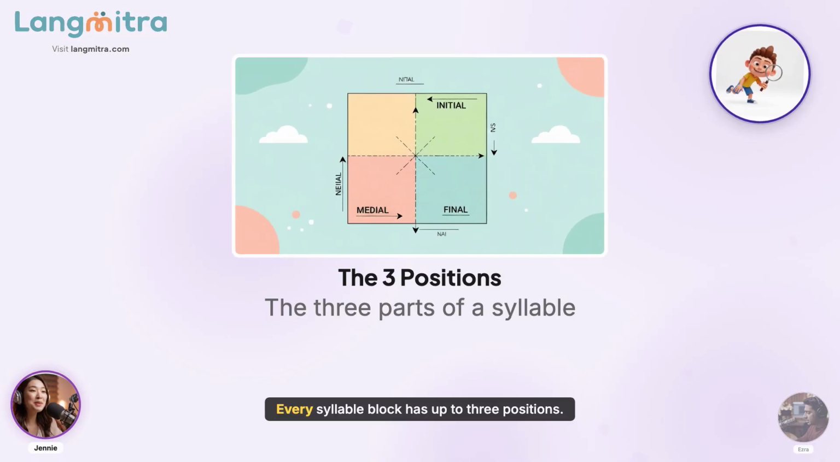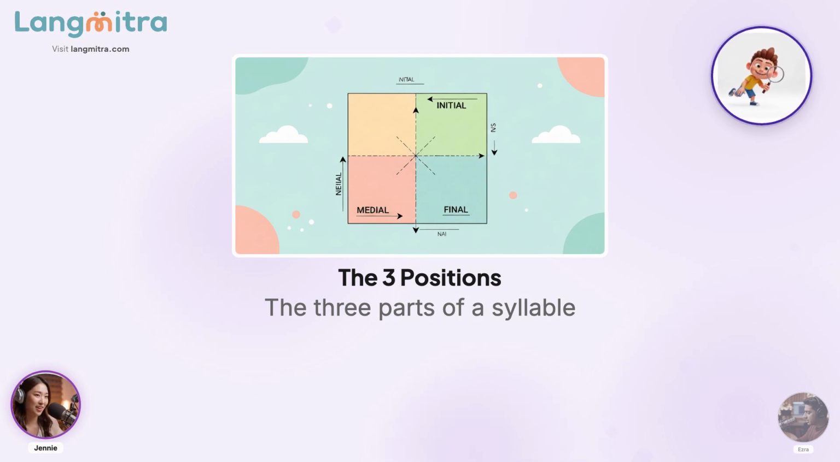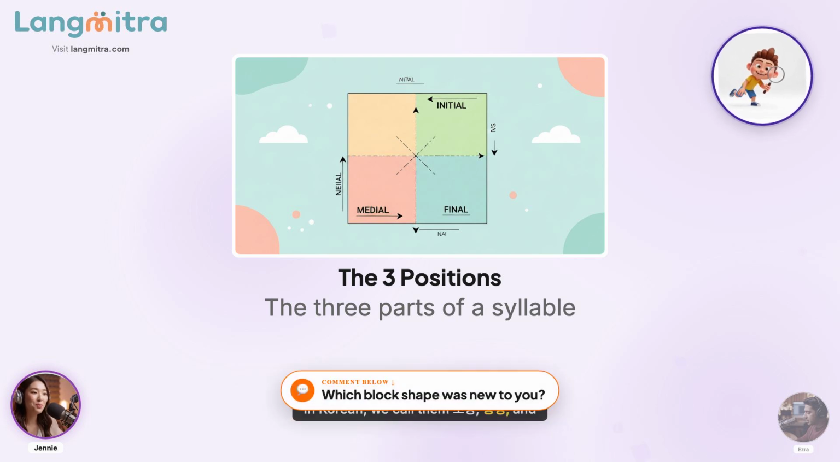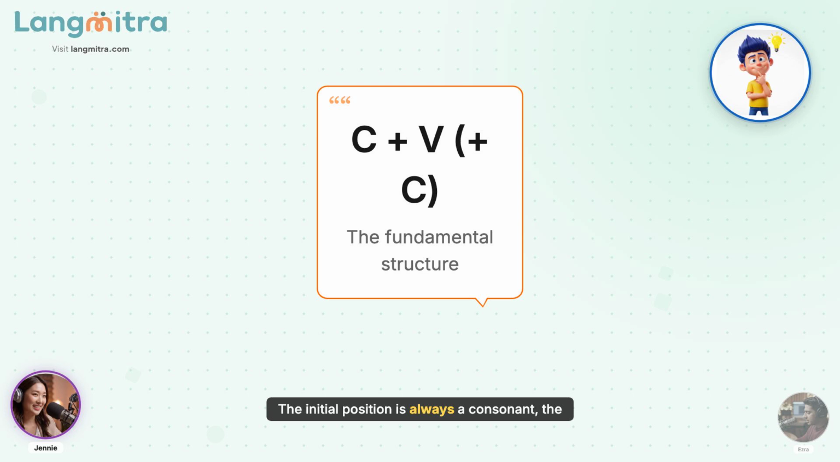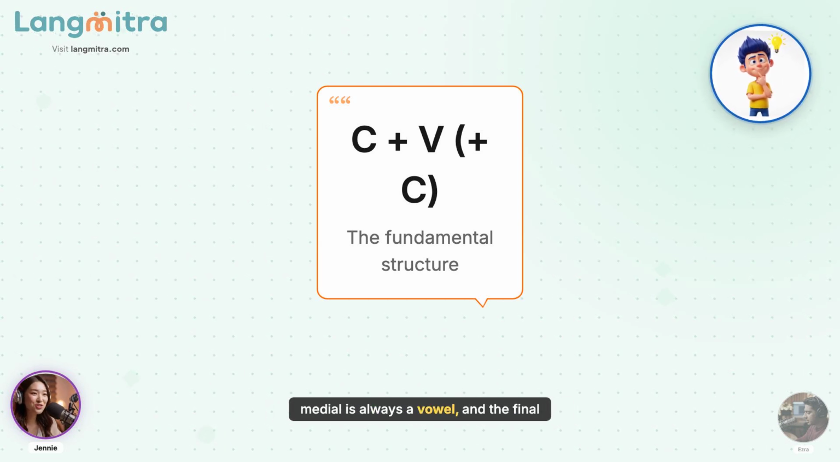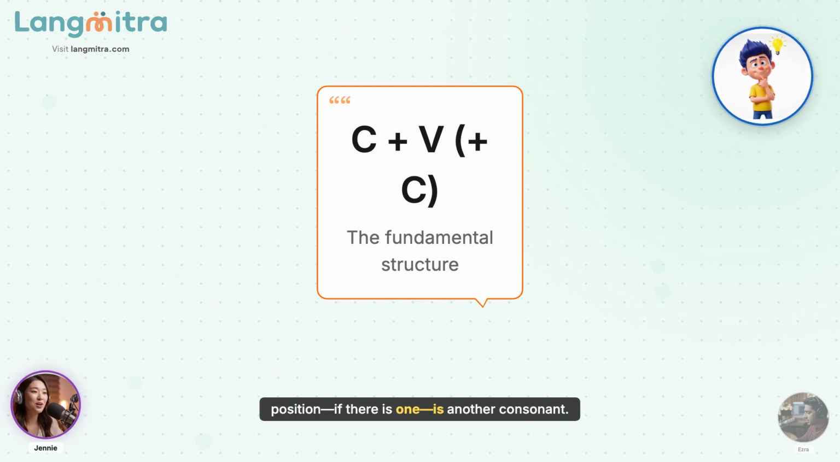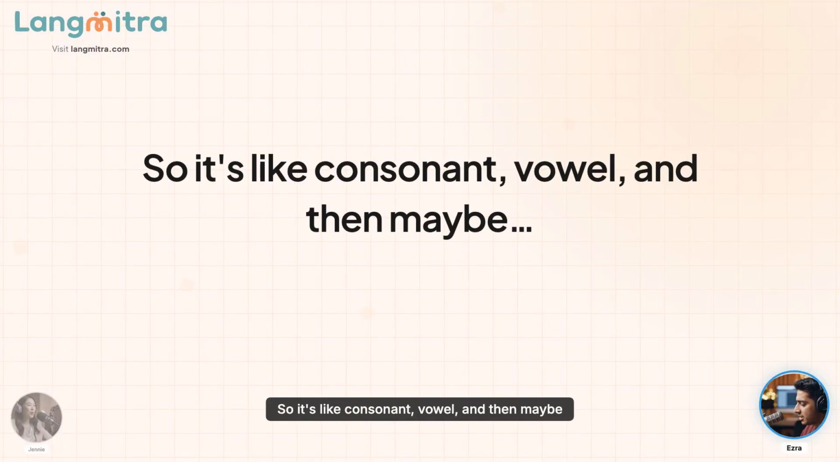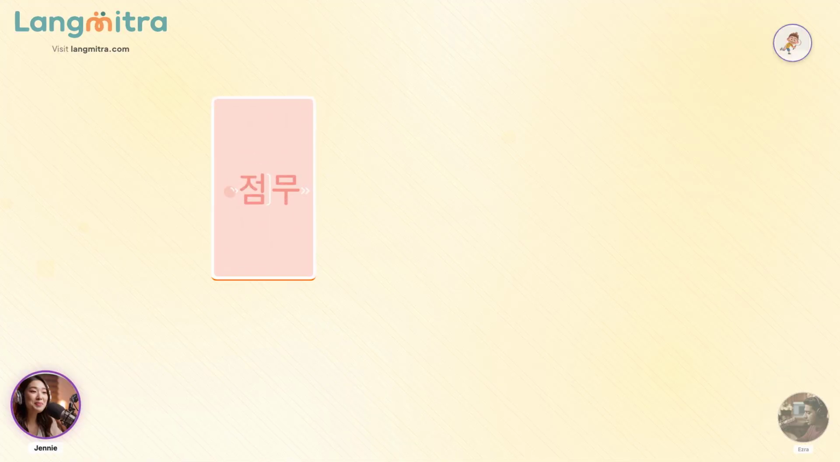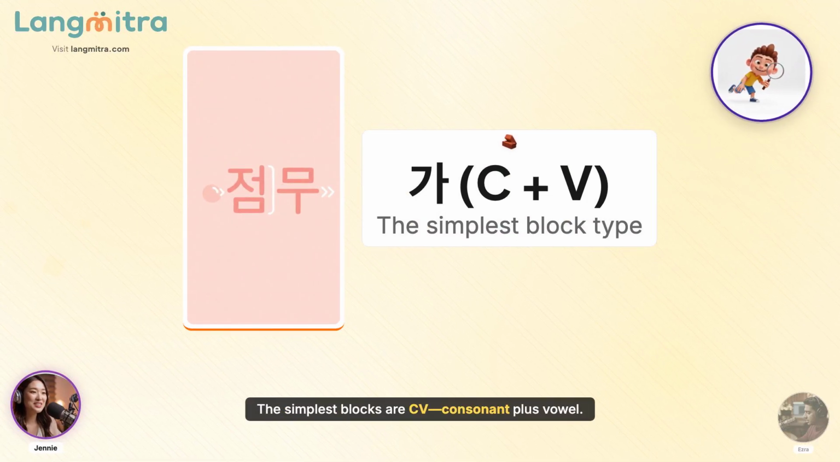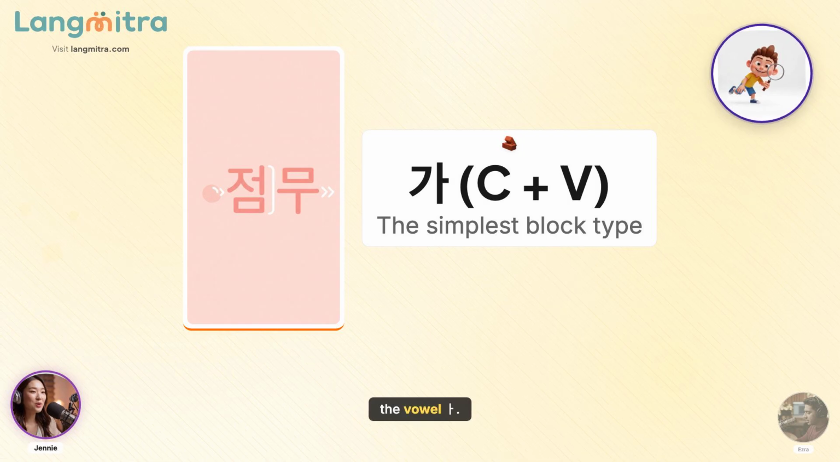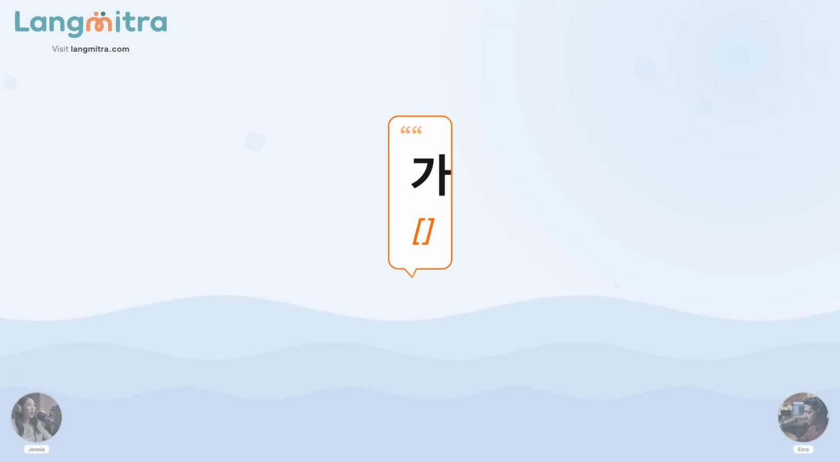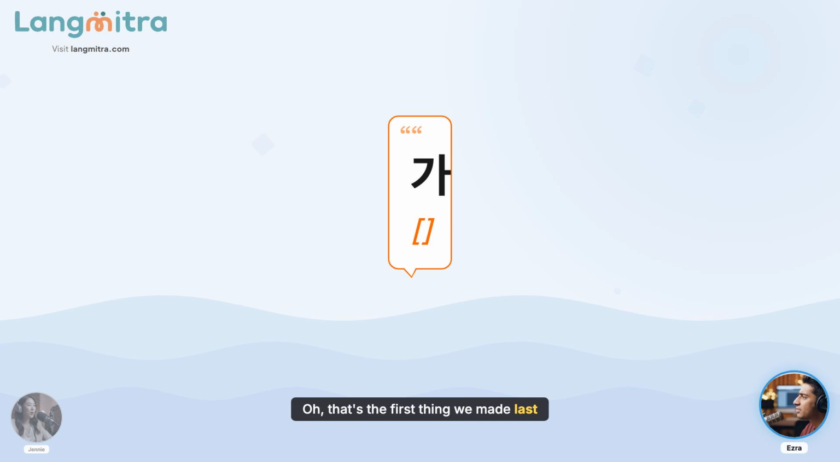Great question. Every syllable block has up to 3 positions. In Korean, we call them chosong, jungsong, and chongsong. But let's use plain English. Initial, medial, and final. The initial position is always a consonant. The medial is always a vowel. And the final position, if there is one, is another consonant. So it's like consonant, vowel, and then maybe another consonant. Exactly. The simplest blocks are CV, consonant plus vowel, like ga, which is the consonant g plus the vowel a. Say it with me, ga. Ga. Oh, that's the first thing we made last lesson.